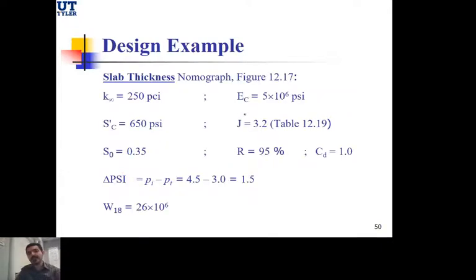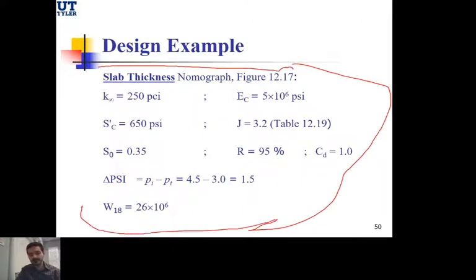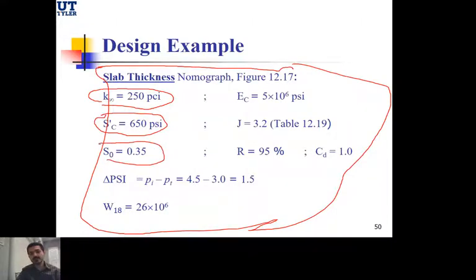That's why I like to first summarize all the numbers that I'm going to need for my nomograph. So I have here the K infinity, which is 250, the SC prime, which is the modulus of rupture, 650 psi, and S0, the standard deviation, which is 0.35. Delta PSI is the difference between the initial serviceability and the terminal serviceability, so it's 4.5 minus 3, that's 1.5.